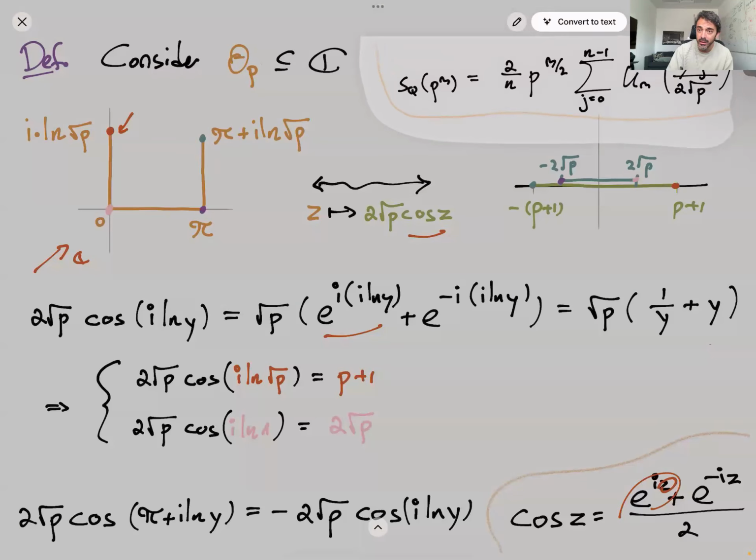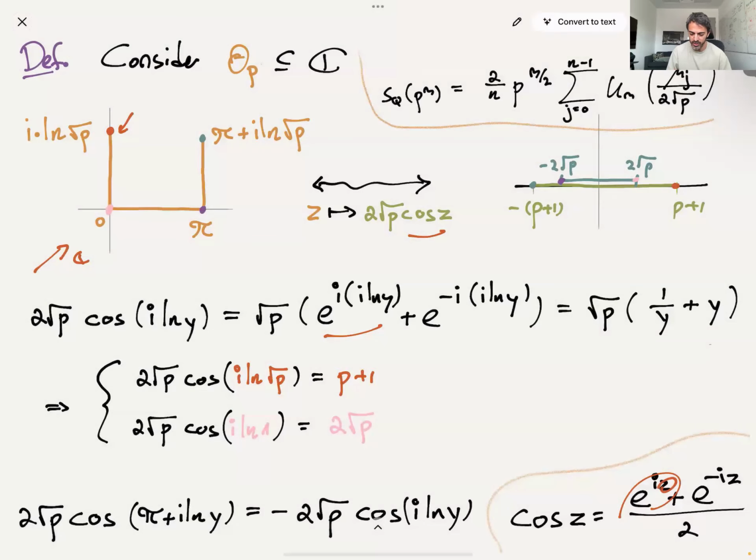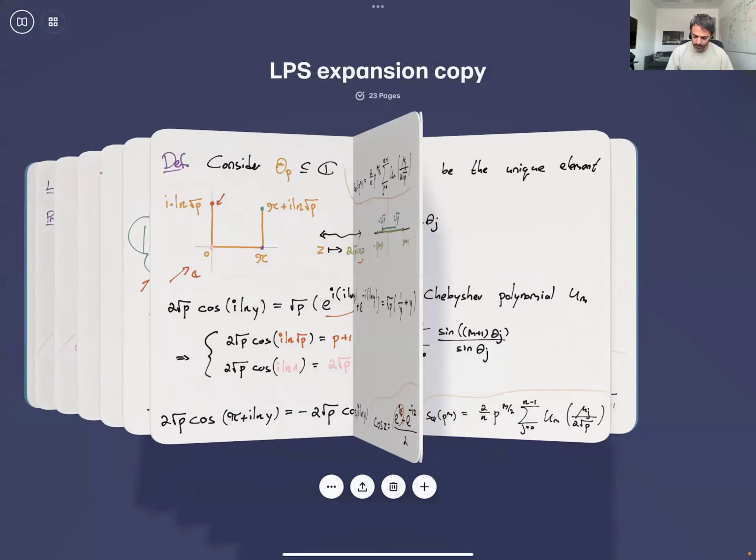More concretely, I'm just reminding you that square root of p, well, it's this expression. We'll see it again in a second.